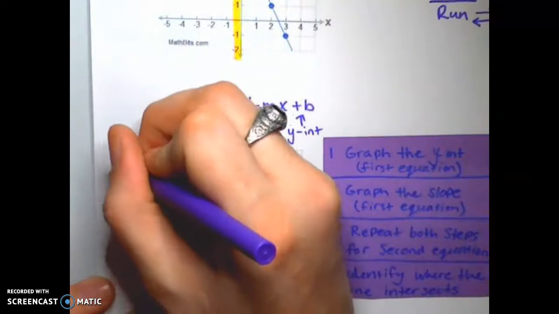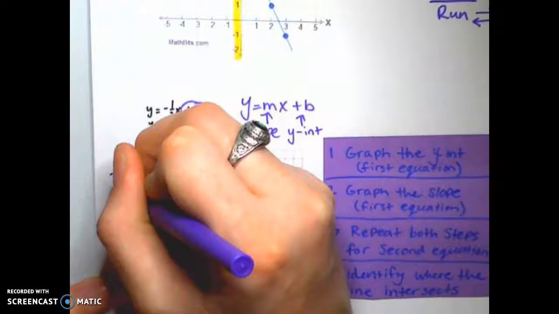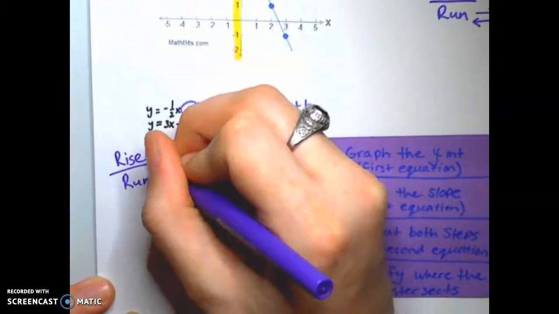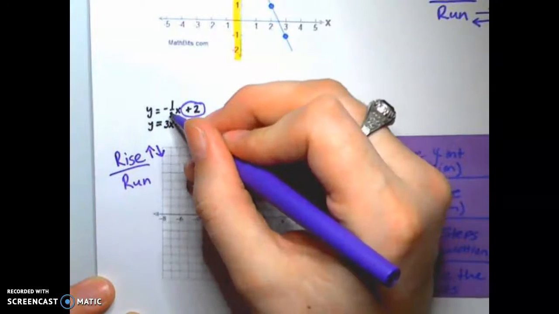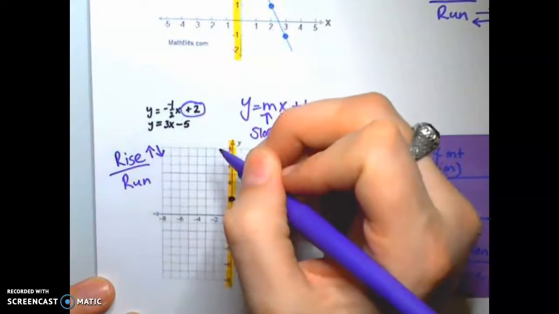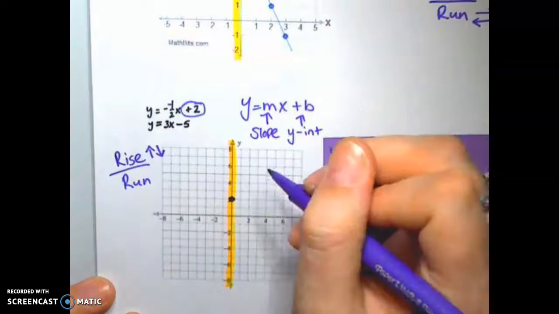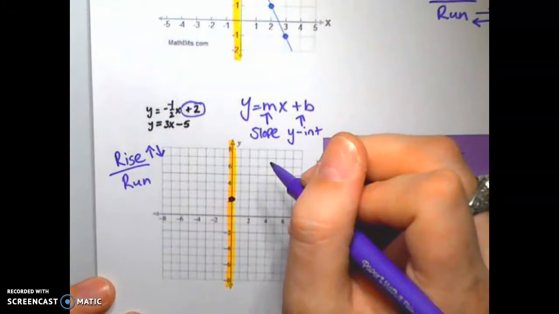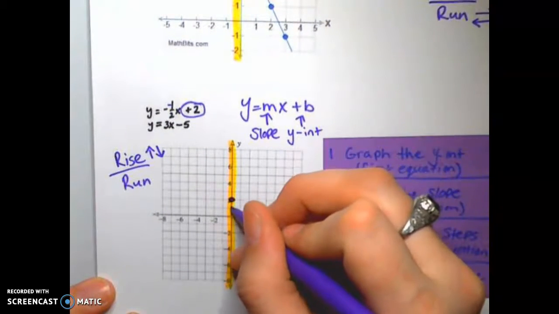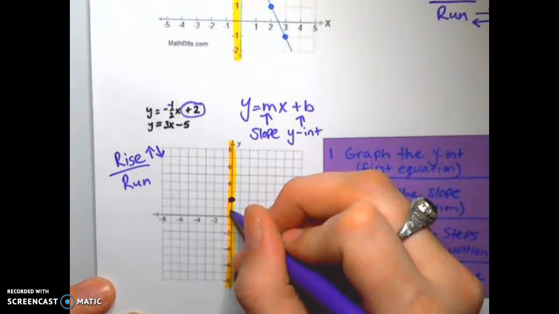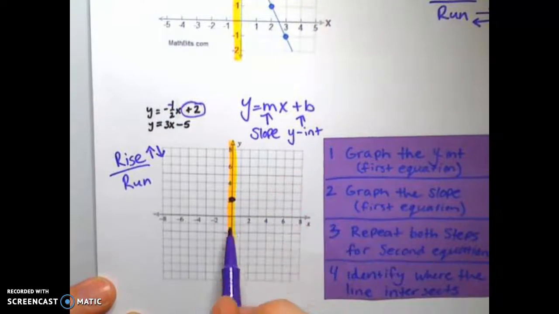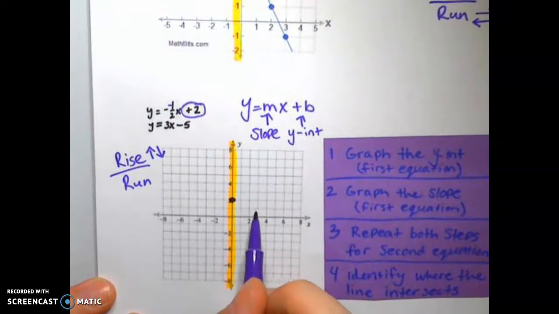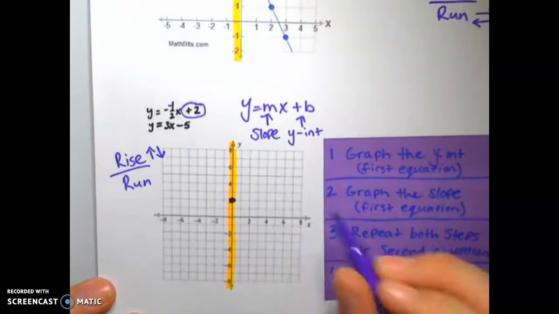And remember, we need rise over run. Rise just tells me to go up or down. Negative numbers, so I said I was going to pick the one. My one is negative. Negative numbers tell me to go down. So I'm going to go down 1. And then that 2 is positive now, so 2 is going to go in the positive direction.